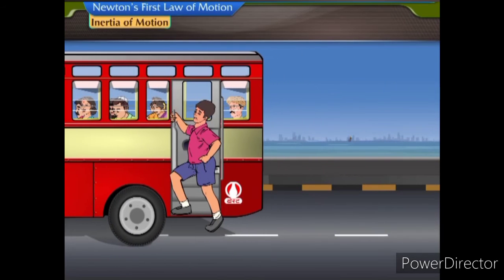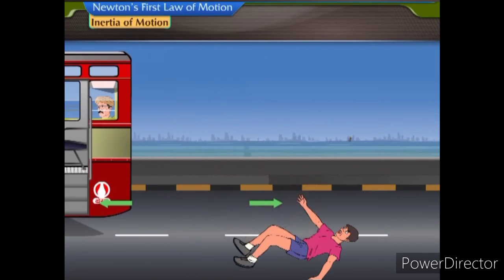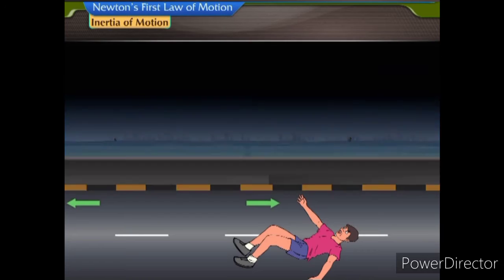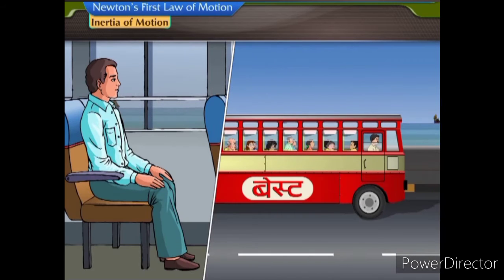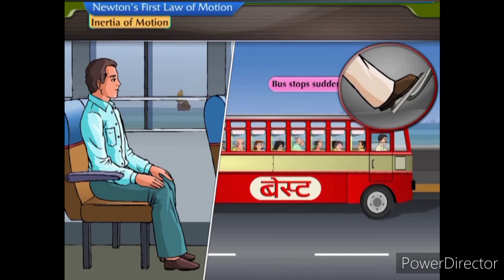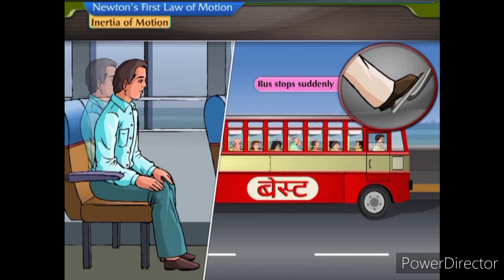A person falls when he jumps from a moving bus. Similarly, passengers in a bus get a jerk in the forward direction when the bus stops suddenly.